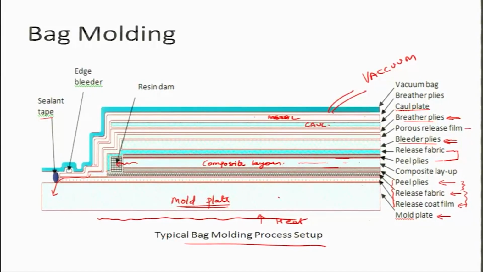And if you keep the temperature pretty high, maybe 170 or 200 plus degrees centigrade, maybe the whole curing can happen in a couple of hours, and then you slowly cool it, remove it, and take out your composite and cut it to the right dimensions, and that is what your output is going to be. So this is what bag molding process is all about.